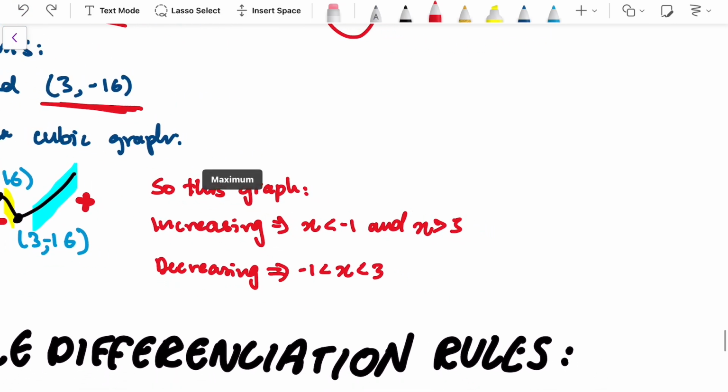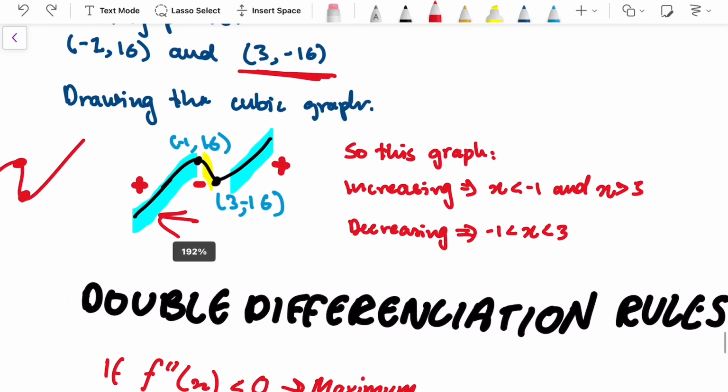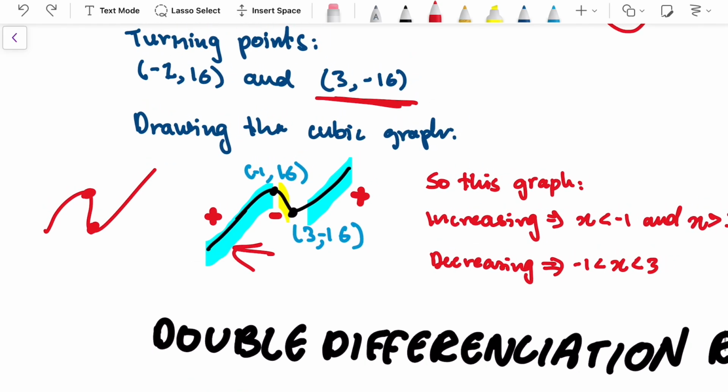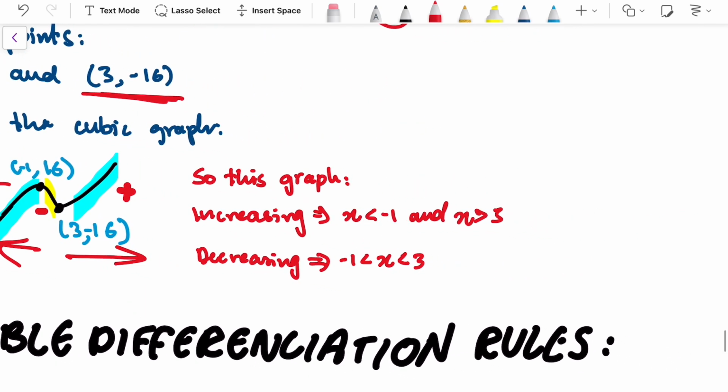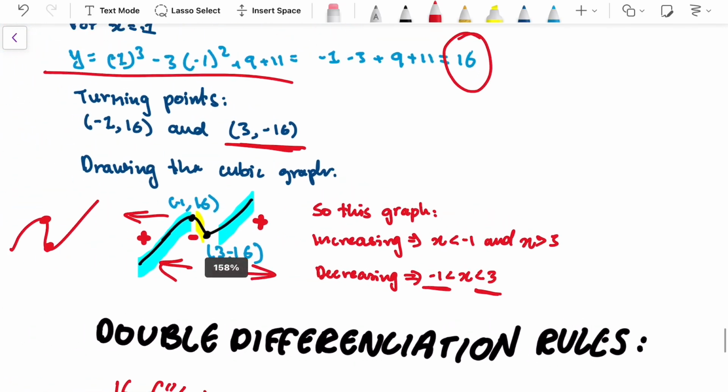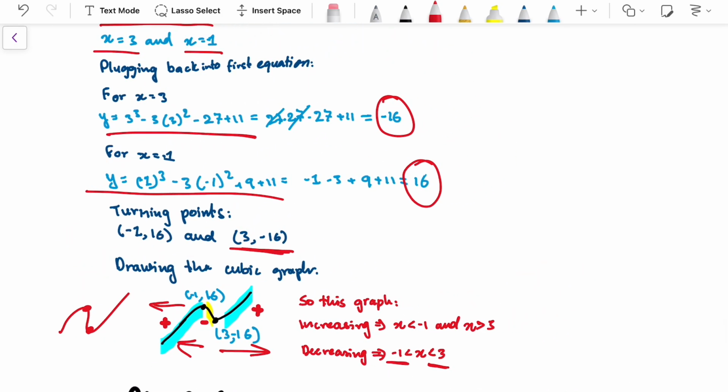All right. So this graph, the increasing parts of it is before -1, all of this side, it's going to increase, okay? And after 3, it's going to keep increasing. The only part that it decreases for is between -1 and 3. So this is how we can write it out. Increasing is when x is less than -1 and when x is greater than 3. Decreasing is when x is between -1 and 3. And this is how you can write it out. I hope that makes sense.